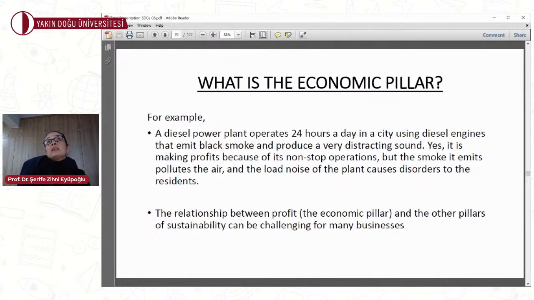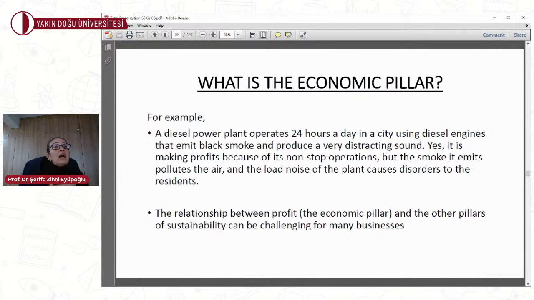I want to give a very simple example so you can understand more clearly. A diesel power plant operates 24 hours a day in a city using diesel engines that emit black smoke and produce a very distracting sound. Yes, this company is making a profit because it is operating non-stop, 24 hours a day. However, it is not considering the people and it is not considering the environment, because as a result of the black smoke emission, it is polluting the air. And as a result of the very distracting and disturbing noise generated by its operations, it is also causing noise pollution for the residents in the area.